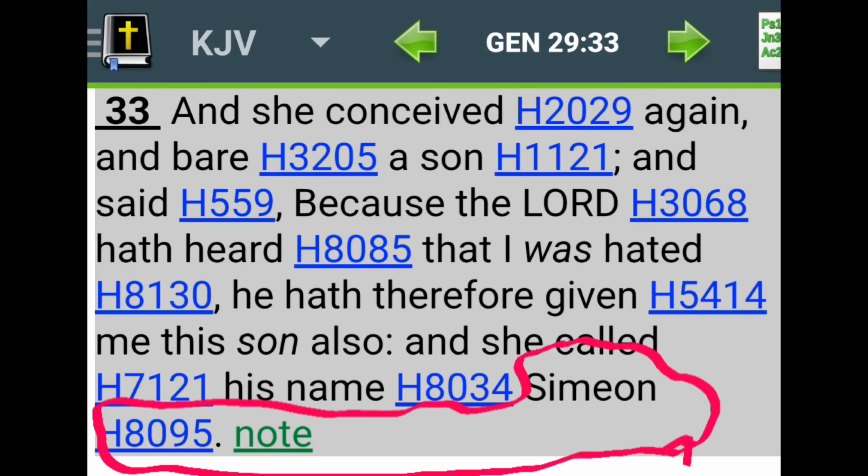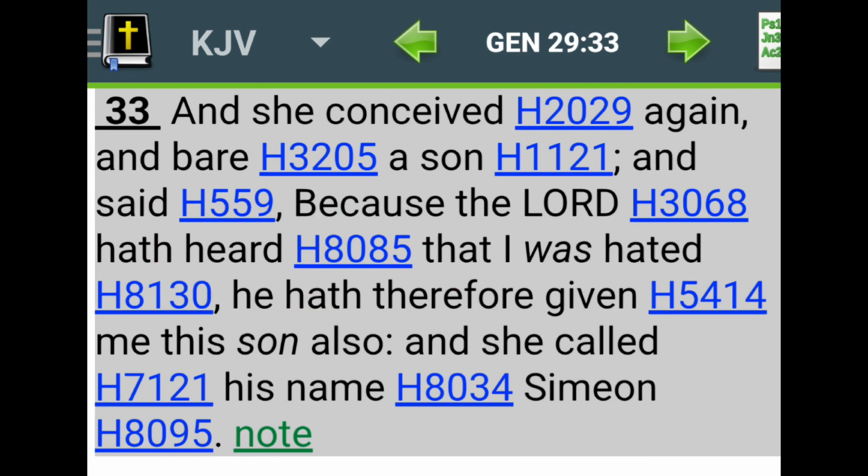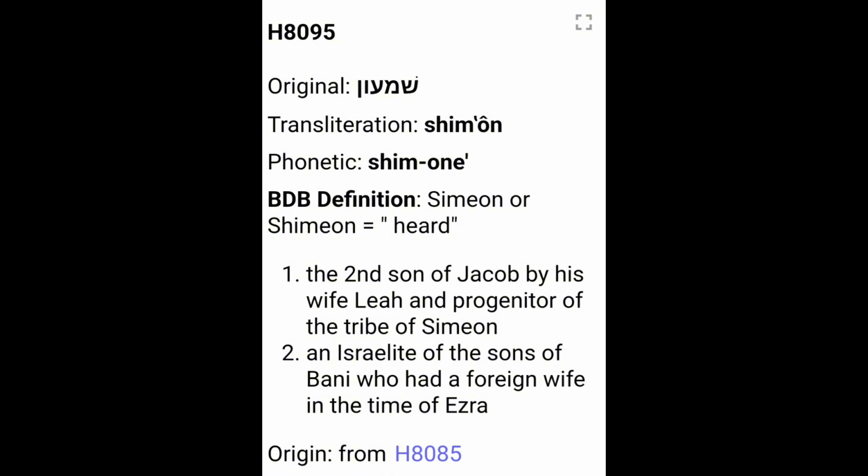And we're going to look at the word Simeon. But notice that Simeon is H8095, but just a few lines before it, the word heard is H8085. We've seen this pattern before. Looking at H8095 for the name Simeon, we see Shin, Mem, Ein, Vav, Nun, Simeon. And we see the name means heard.